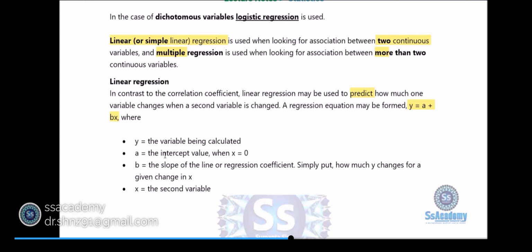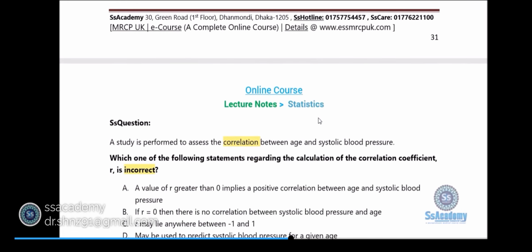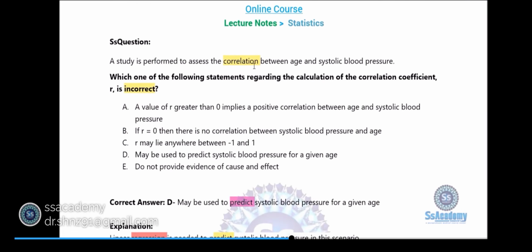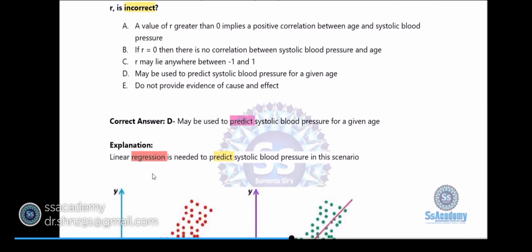Just remember the linear regression is for the prediction and correlation is for associations. So here is the example: the correlation between age and systolic blood pressure shows association, and prediction is done by the linear regression.